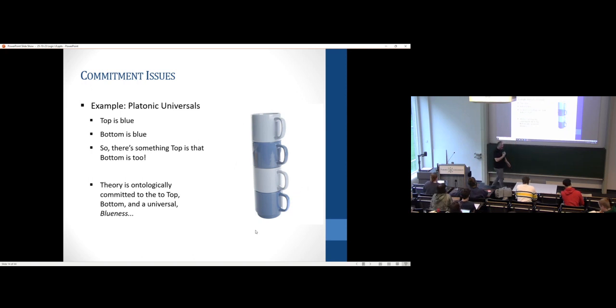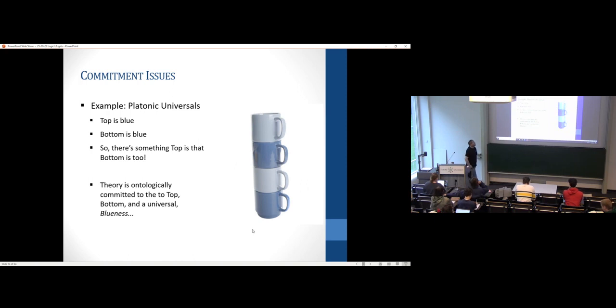So here's an argument for the existence of what are often called Platonic universals, which are taken to be abstract objects. Right? So we'll say, okay, look at my pile of cups here. Let's take the one that's not the top, but just one down. We'll call it top, just because I couldn't think of a better name, and we'll call that one bottom for obvious reasons. It seems pretty clear that top is blue, and it seems pretty clear that bottom is blue.